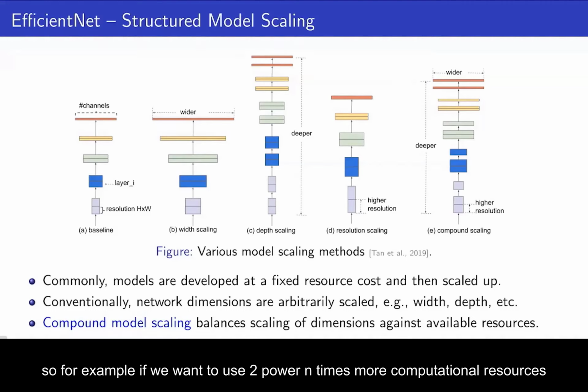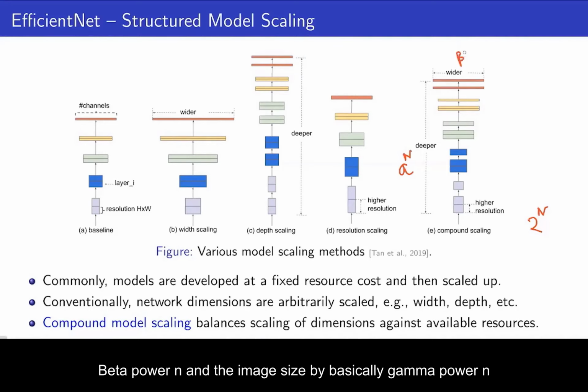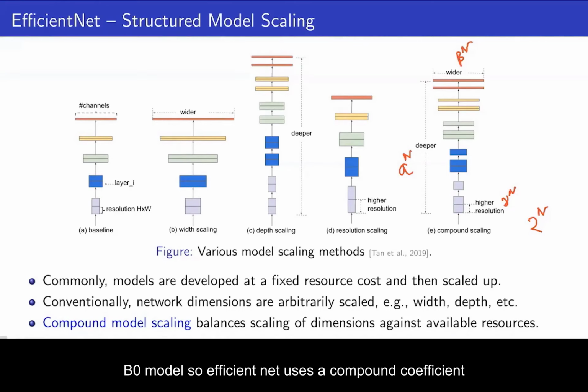So for example, if we want to use 2^n times more computational resources, then we can simply increase the network depth by alpha^n, the width by beta^n, and the image size by gamma^n, where alpha, beta, and gamma are constant coefficients determined by a small grid search on the original small model, which is the EfficientNet B0 model.